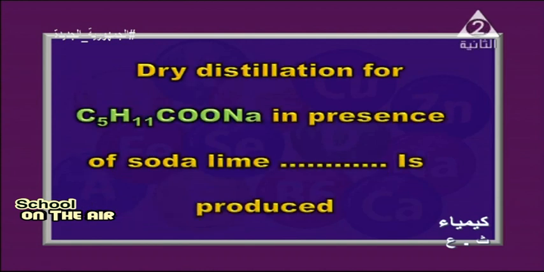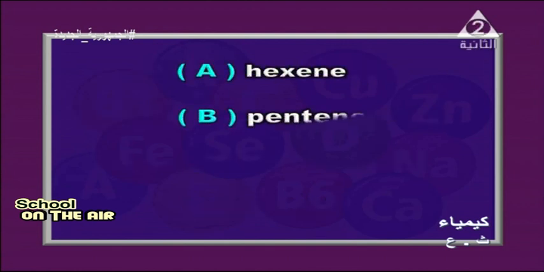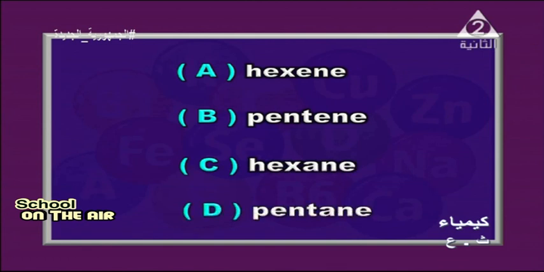Next point. Dry distillation for C5H11COONa in the presence of soda lime, what is produced? Is it hexene, pentene, hexane, pentane? If you write the equation, dry distillation gives pentane.